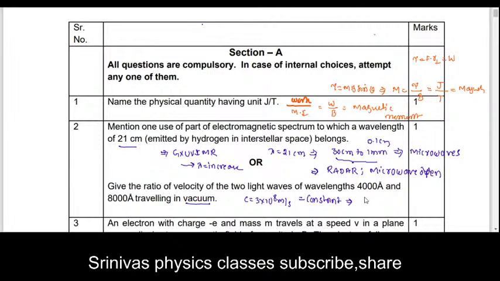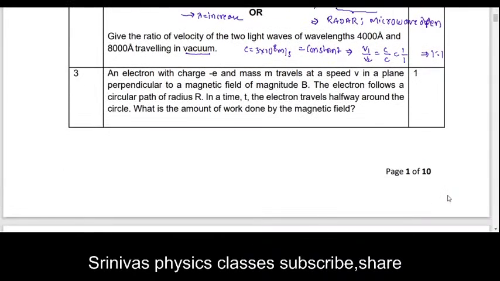Ratio of speed of light is constant. Speed of light is the same in the vacuum. That's why the ratio becomes 1 by 1. That means the answer is 1 is to 1. Clear, students? Right. Let us go for the next question.